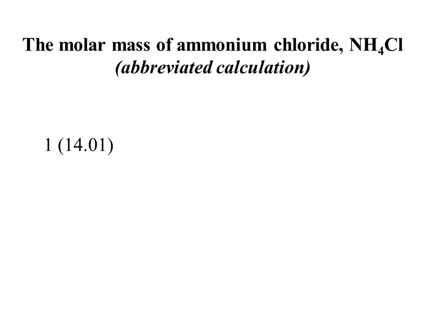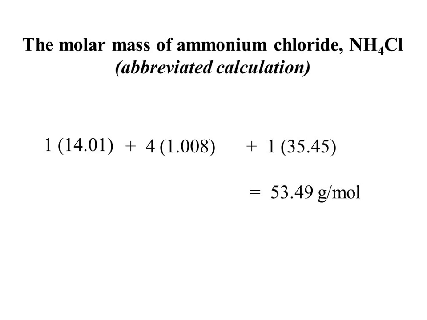So we have a term for the nitrogen, 1 times 14.01. We have a term for the hydrogen, plus 4 times 1.008. And we have a term for the chlorine, plus 1 times 35.45. Rounding it to 2 decimals, and using units of grams per mole, the molar mass is 53.49 grams per mole.